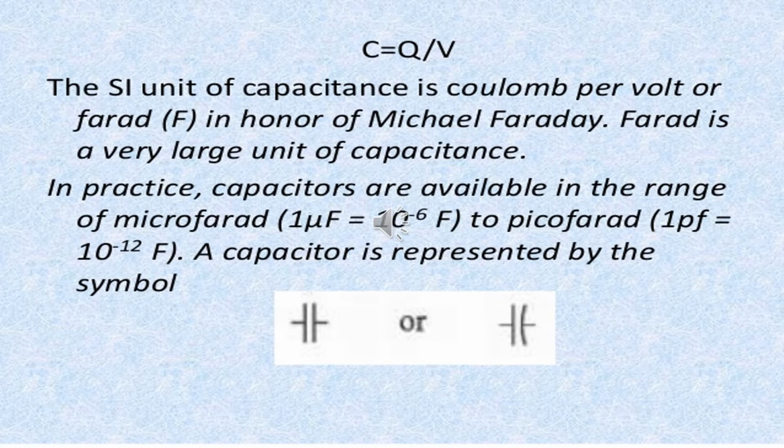So the formula for capacitance is C is equals to Q over V, or capacitance is equals to charge over voltage. So the SI unit of capacitance is coulomb per volt, C over V, or also F, meaning farad, in honor of Michael Faraday. So ito ang units, guys. It's either coulomb per volt or F. Okay. Farad is a very large unit of capacitance.